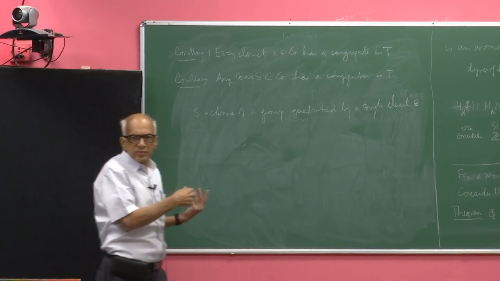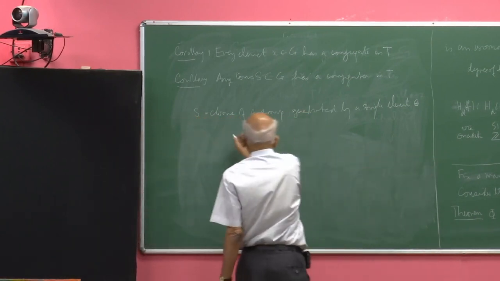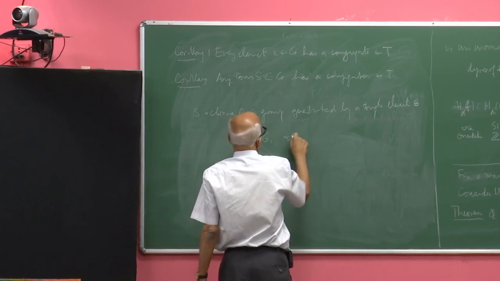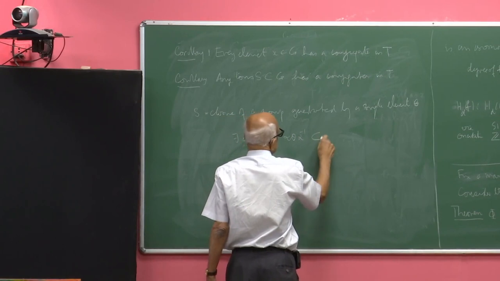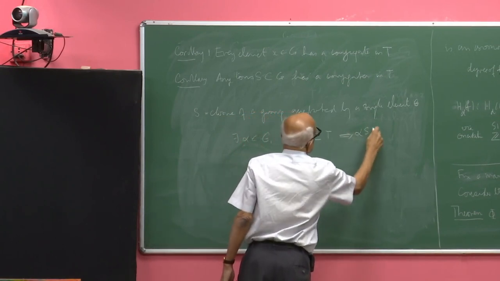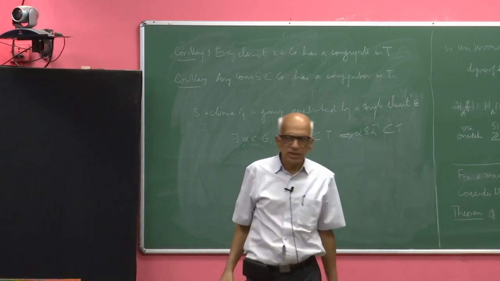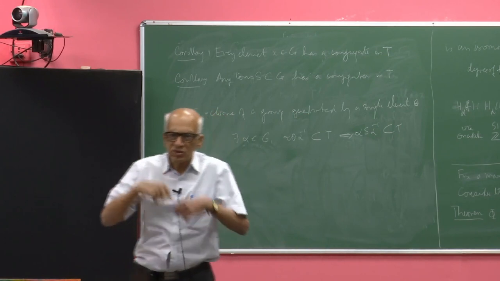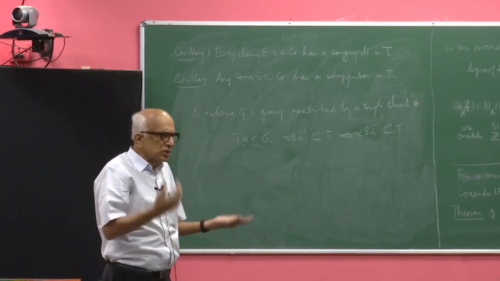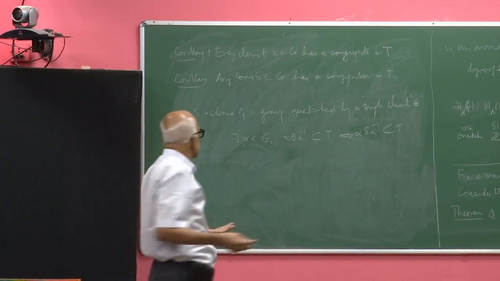Now, theta has a conjugate in T, because every element has a conjugate in T. So there exists alpha in G such that alpha theta alpha inverse is in T, which implies alpha S alpha inverse is in T. So every torus has a conjugate in T, in particular every maximal torus has a conjugate in T, and therefore all maximal tori are conjugates.